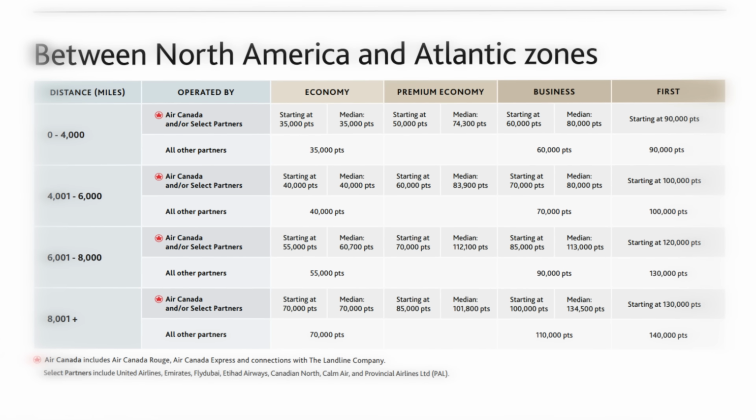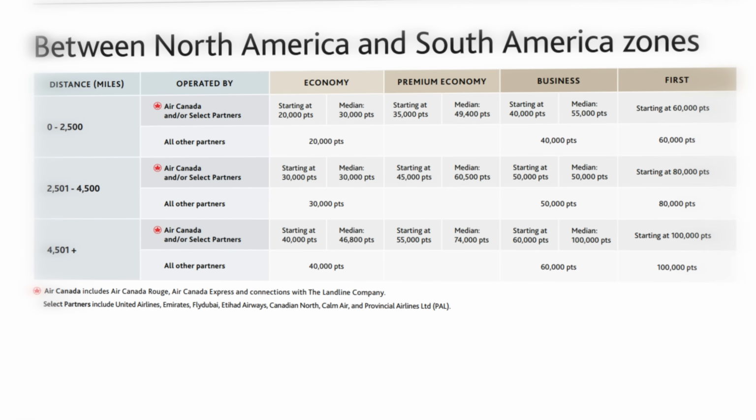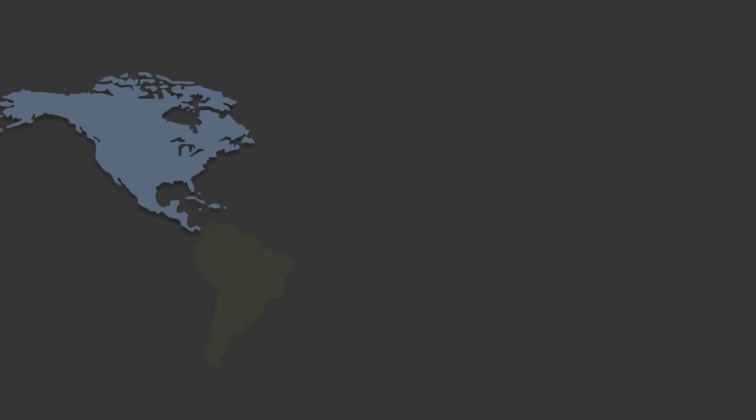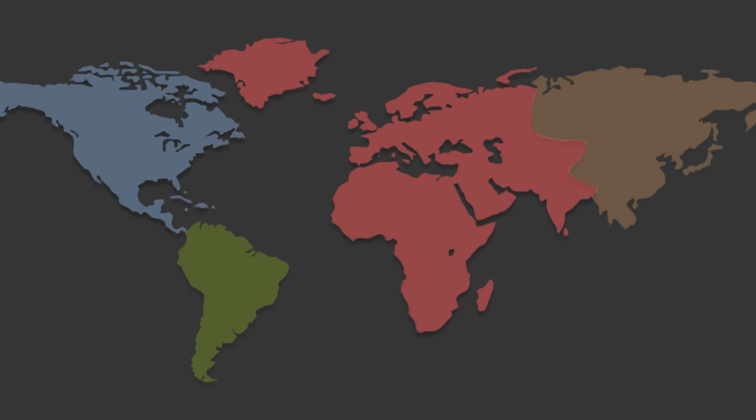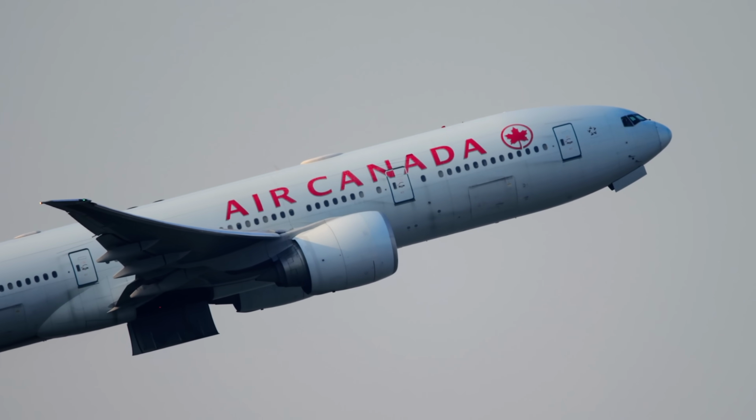Broadly speaking, the flight reward chart is a document that outlines how much you can expect to pay for any given Aeroplan redemption. Aeroplan breaks the world down into 4 zones: North America, South America, the Atlantic zone, and the Pacific zone. In the flight reward chart, there are a number of tables that tell you how much you can expect to pay in Aeroplan points. This includes redemptions with Air Canada and its many partner airlines.